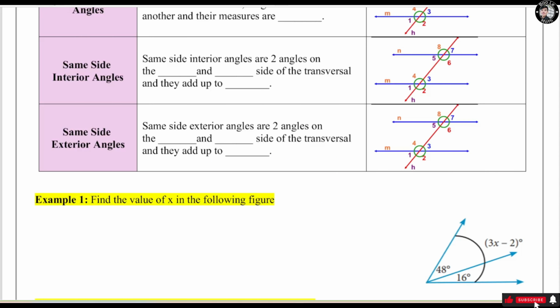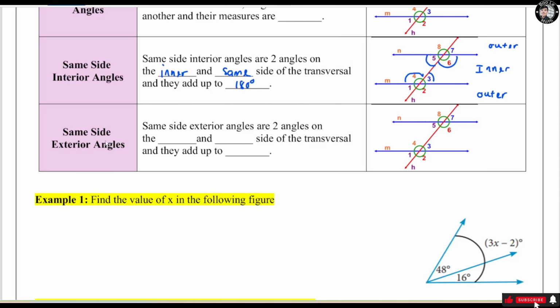That's it, right? Now we're going to talk about the same side interior angles. Same side interior angles are two angles on the inner and same side of the transversal, and they add up to 180 degrees. So look at this one right here. Angle 4 and angle 5 are same side interior angles, right? Because this one is inner and this one is outer right here, right? Angle 3 and angle 6 add up to 180 degrees because they are same side interior angles, right?